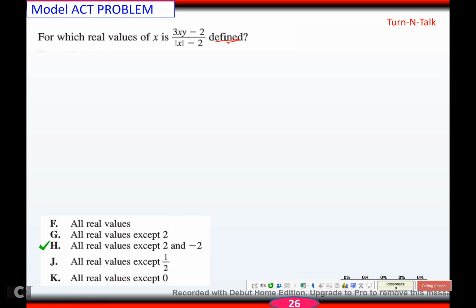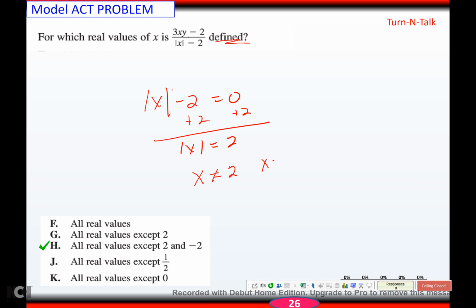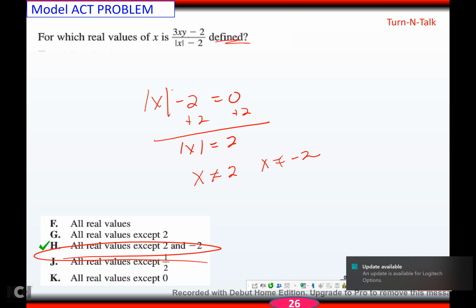Okay, when you are looking for where a function is defined, you're asking yourself, whenever this denominator is equal to 0, that is illegal. So I need to figure out anything that could make that go to 0 and exclude it. Well, if I add 2, I get absolute value of x equals 2. So now drop, drop, keep, drop, drop, change. I have to say that x can never equal positive 2 and x can never equal negative 2. Okay.